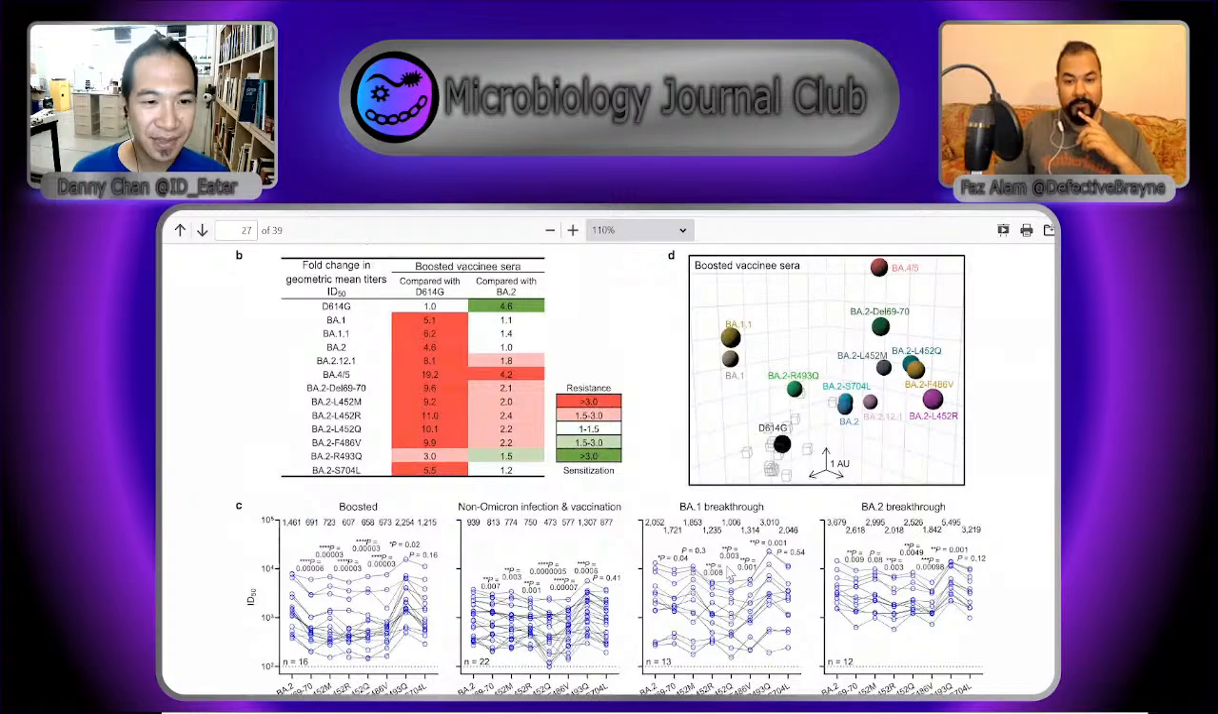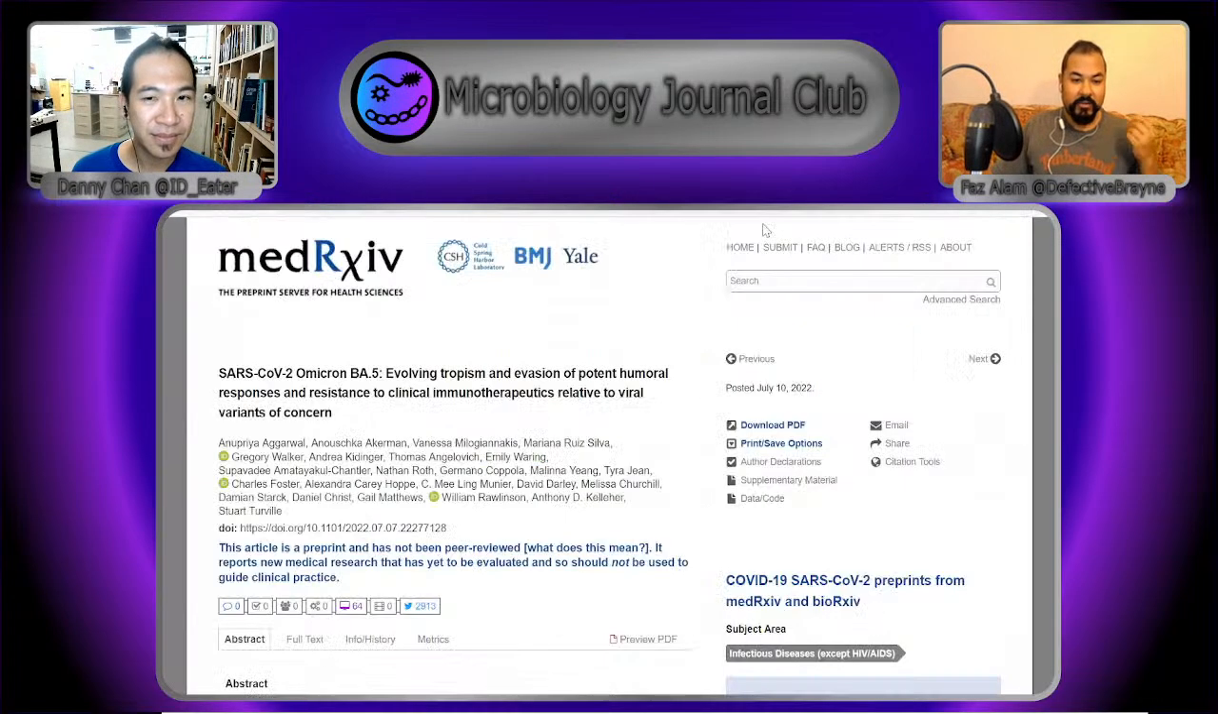Okay. So the next paper is titled SARS-CoV-2 Omicron BA.5: Evolving Tropism and Evasion of Potent Humoral Responses and Resistance to Clinical Immunotherapeutics Relative to Viral Variants of Concern. Now, this paper does again the dance of the neutralization which we saw in the previous paper, although this is slightly less detailed. But what separates this paper was that they looked at the tropism, the type of cells that it infects. Yeah, the cells it infects, and also how it infects.